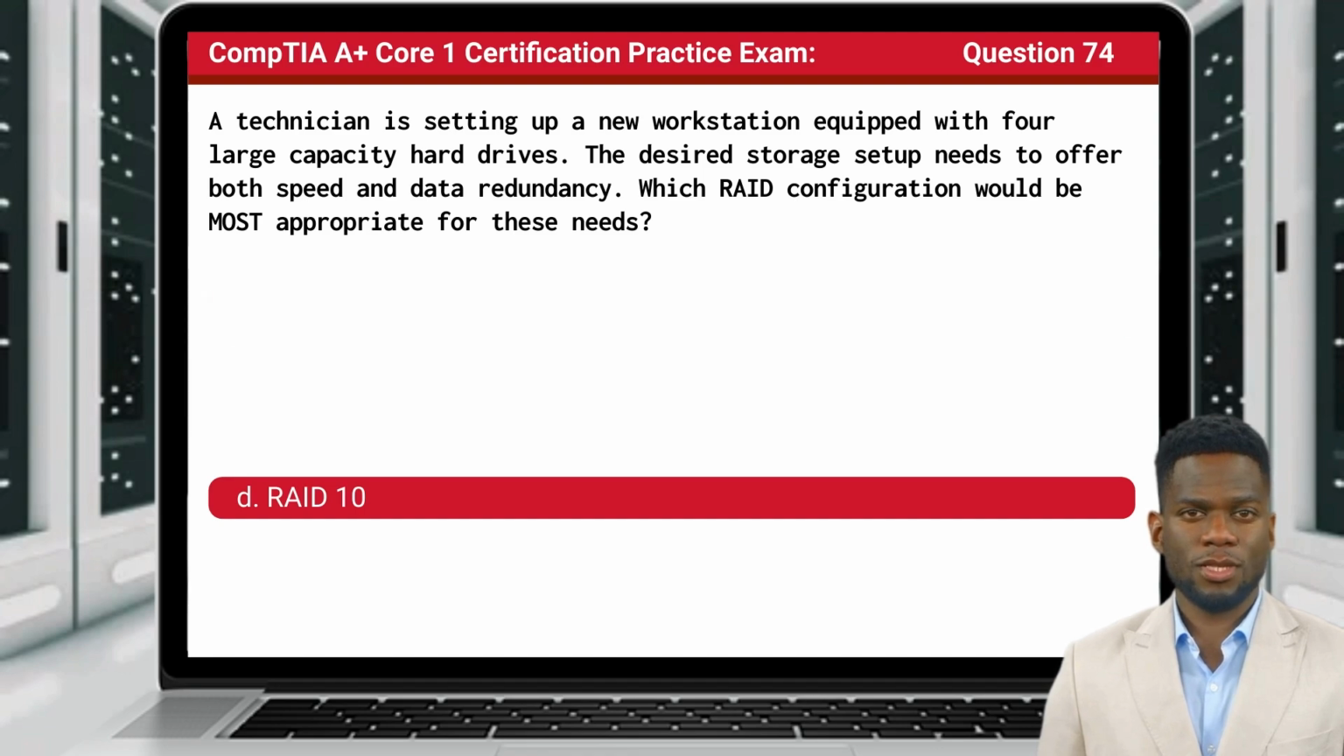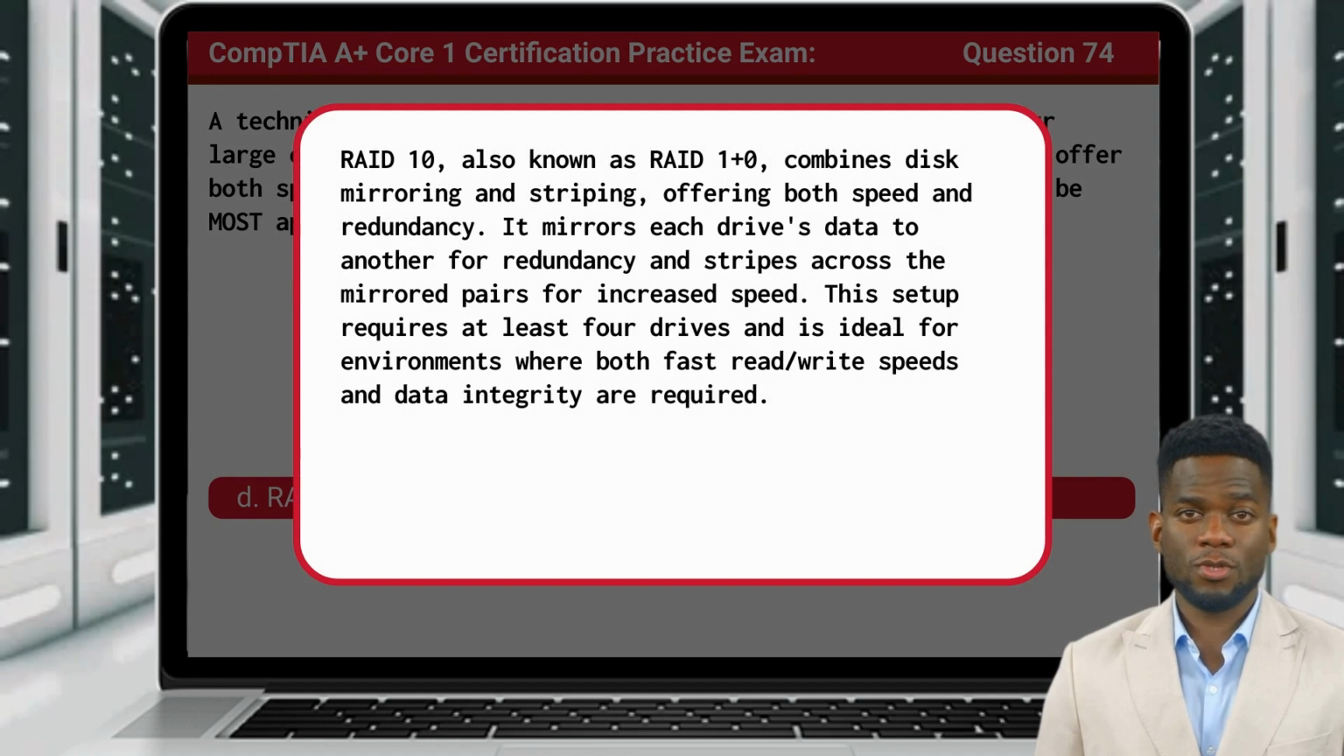The answer is D. RAID 10. RAID 10, also known as RAID 1 plus 0, combines disk mirroring and striping, offering both speed and redundancy. It mirrors each drive's data to another for redundancy and stripes across the mirrored pairs for increased speed. This setup requires at least 4 drives and is ideal for environments where both fast read-write speeds and data integrity are required.